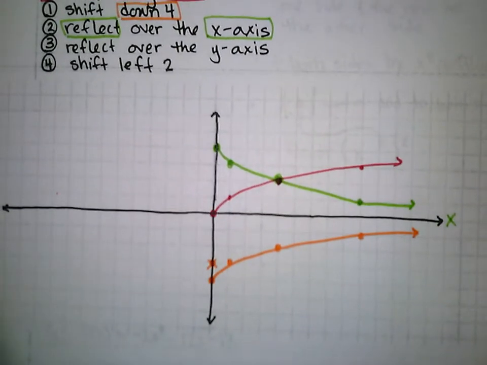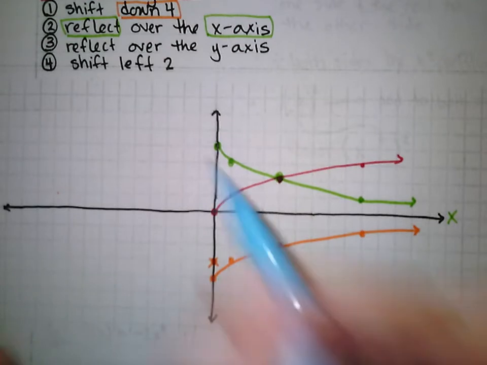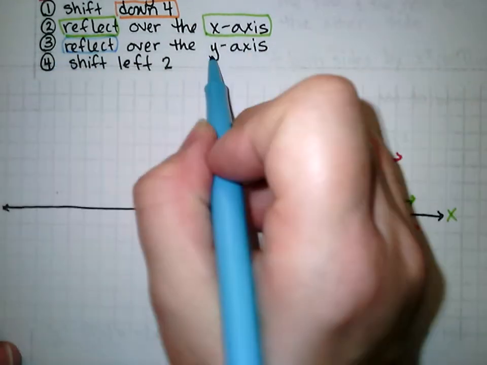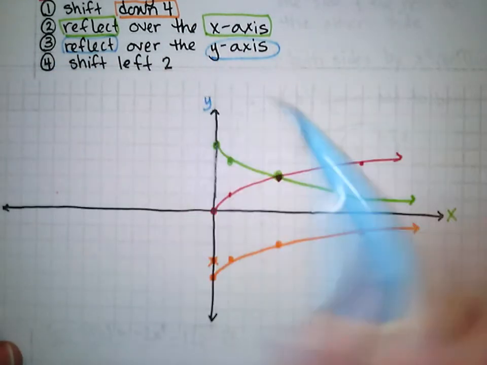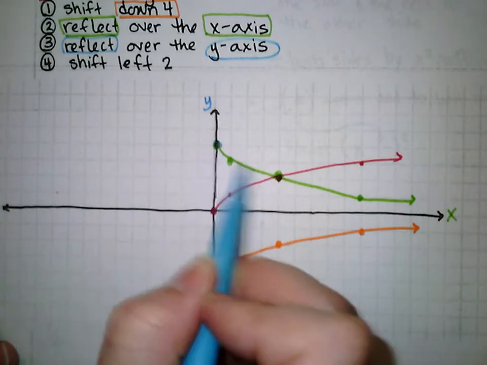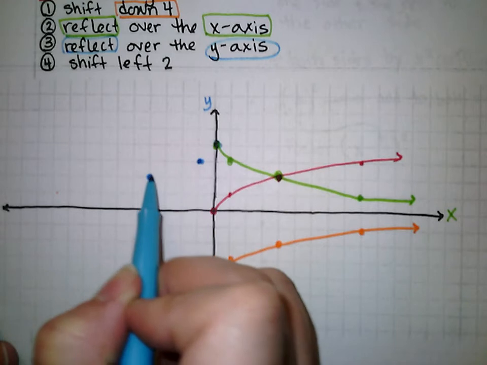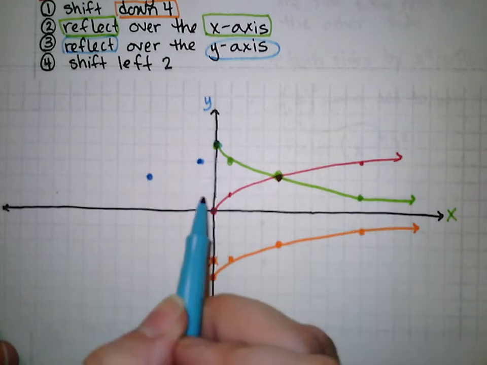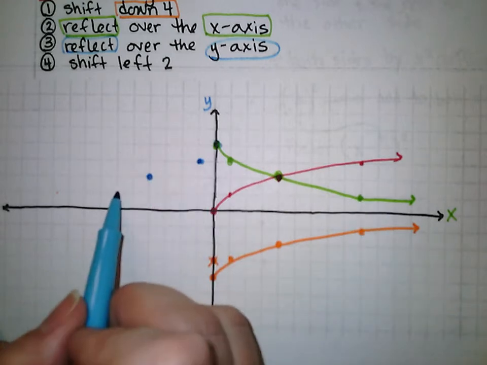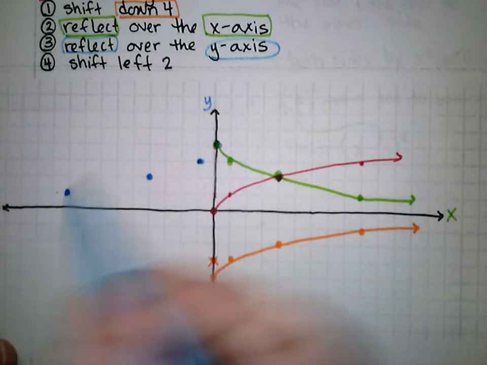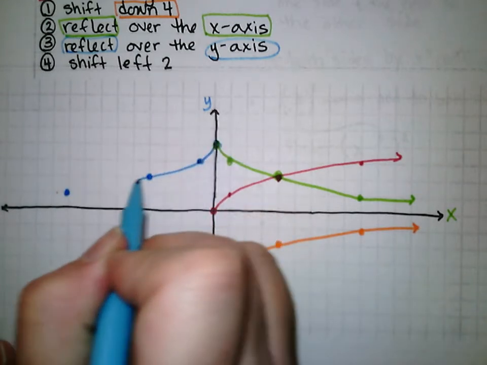Then it wants me to reflect what I have there over the y-axis. So that's the y-axis. So this point stays where it's at. This one goes over to that side. This one goes over to this side. And this one goes all the way to the other side. So now that's what I'm working with.